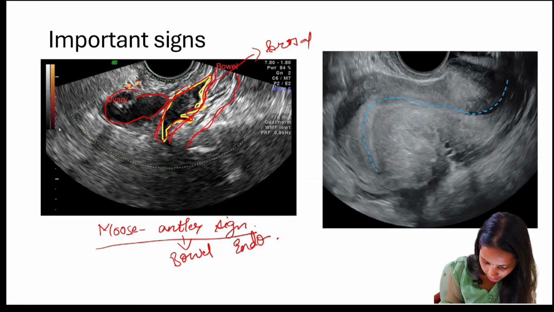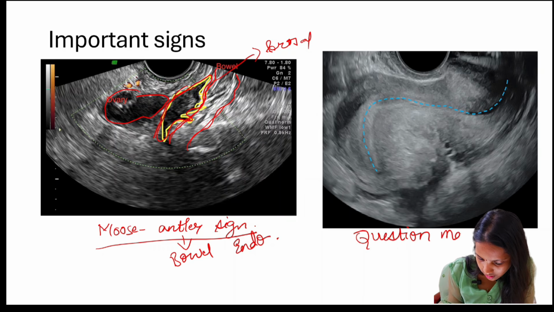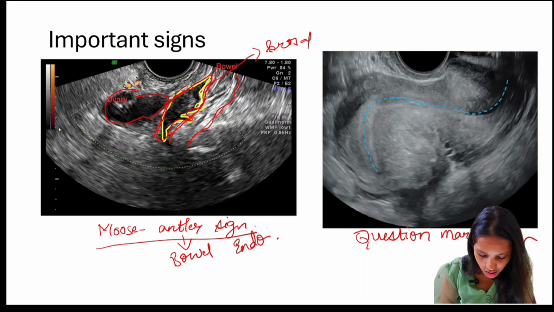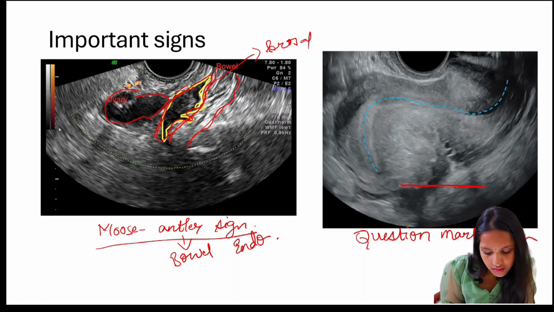Another most common sign which we find in the majority of cases on TVS is the question mark sign. The question mark sign occurs whenever the upper part of the POD usually gets involved with adhesions. So whenever the upper part of the POD gets involved, there is a slight or intense pull of the upper part of the fundus towards the POD. That's forming the classic question mark sign.